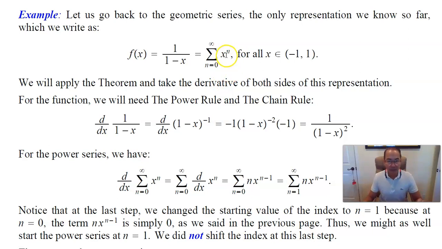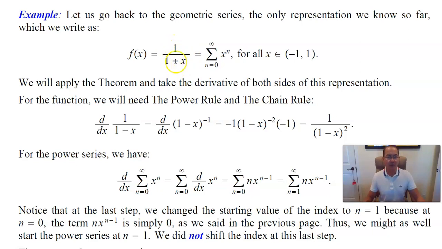Notice when that happens, all the powers of x will be 0, except for x to the power 0, which will be 1. And when x is 0, you get 1 over 1, which is also 1. So they match. Okay, so given this representation now, we will take the derivative of both sides. We're back to basic calculus. We'll need the power rule and the chain rule.